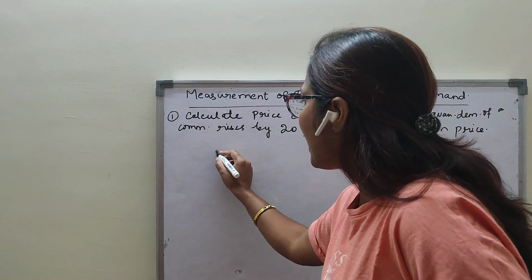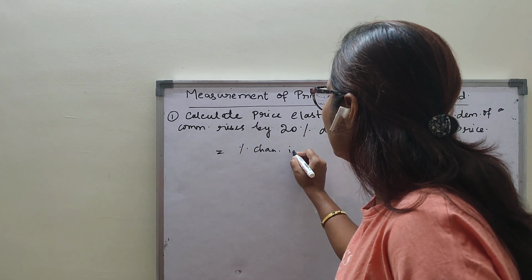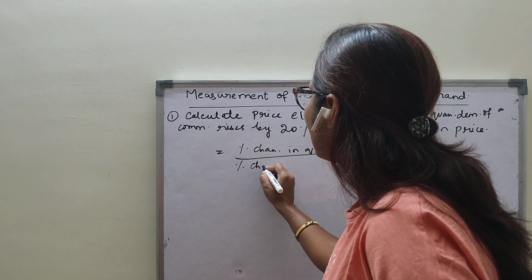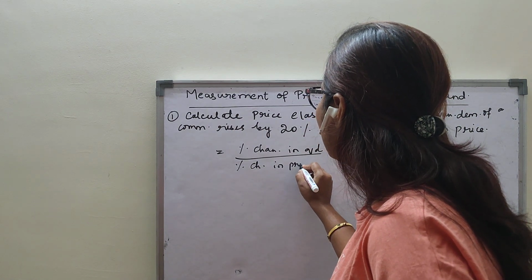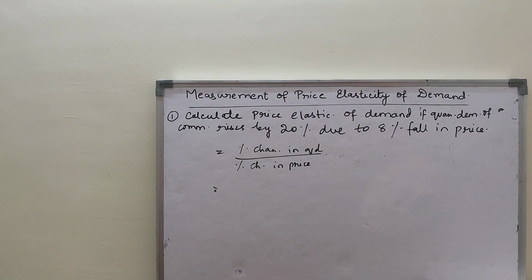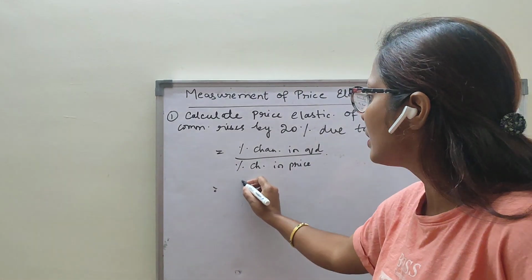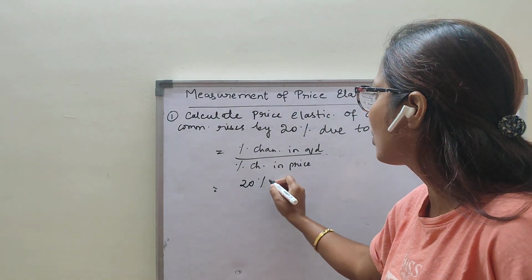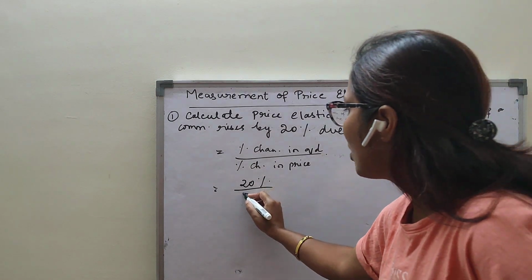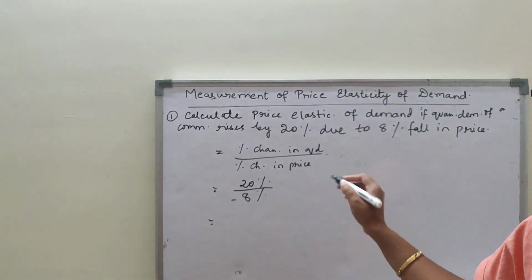So what I'll apply here is the formula: percentage change in quantity demanded divided by percentage change in price. Please don't write in the short form, write it in full. I'm writing in the short. So percentage change in quantity demanded is, see, quantity demanded of a commodity rises by 20%. And the percentage change in price is 8%. Already it has been given with the percentage sign, so I am writing here directly.